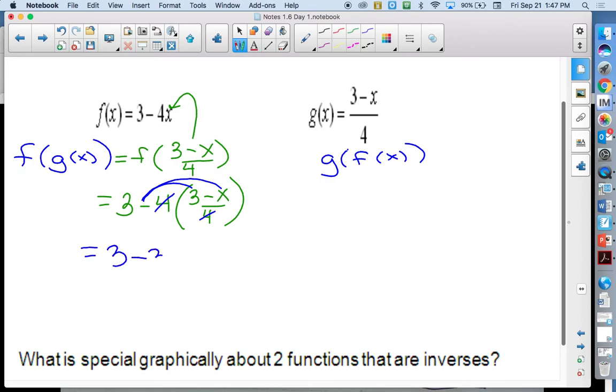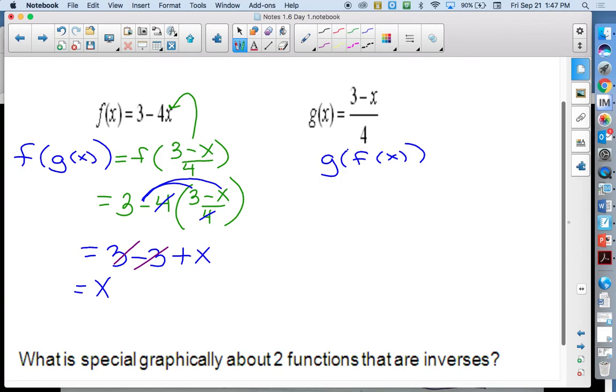So 3 minus 3 now plus x, because it got distributed through, is equal to x. So we've got one piece done. The 3's canceled. We've shown that that's equal to x. Now there are times where one will equal x, but the opposite way will not. So you do need to show both.